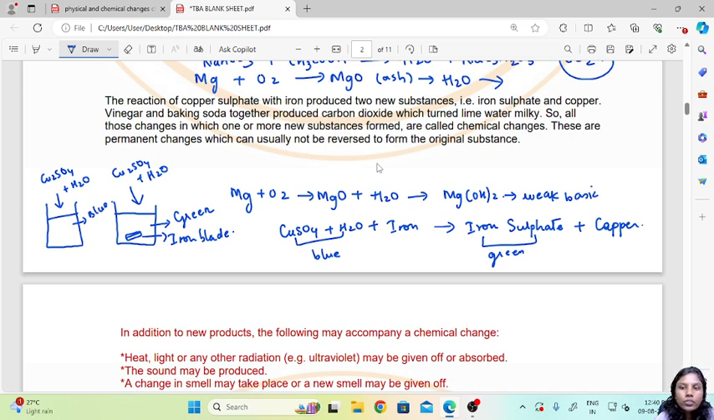Now in all of these we have seen that in all these changes, one or more new substances are being formed due to the chemical changes. These are permanent changes which are usually not reversed to form the original substance. So in none of these examples, on reversing the process, were we getting the original product, but instead we were getting a new product.